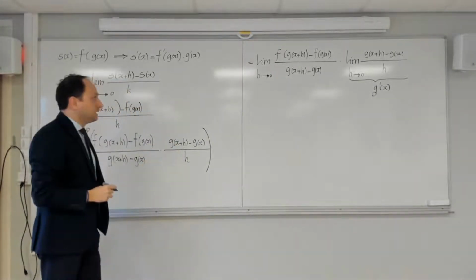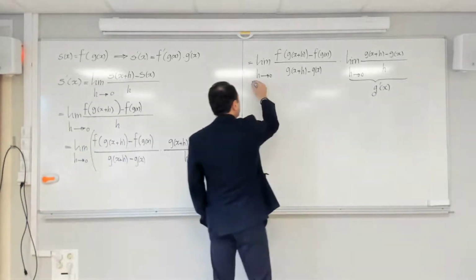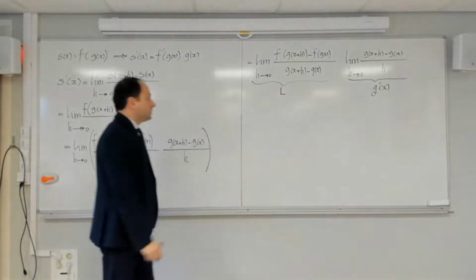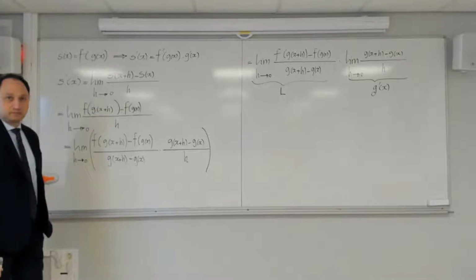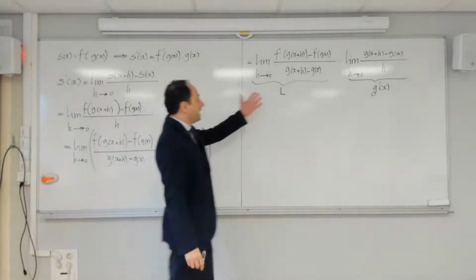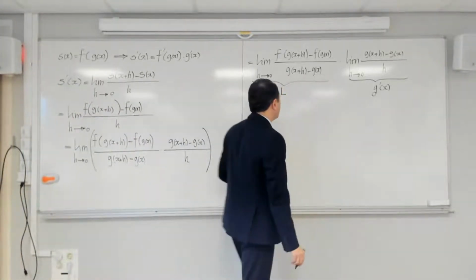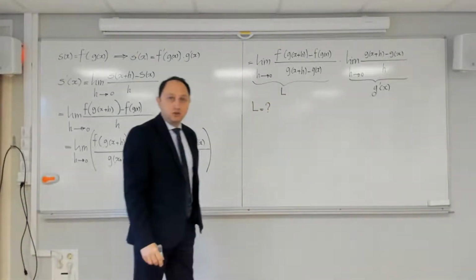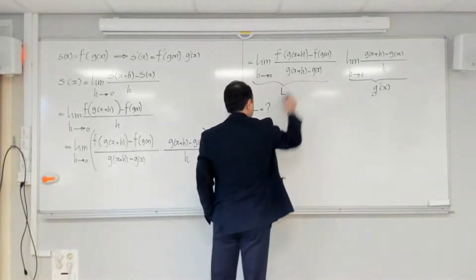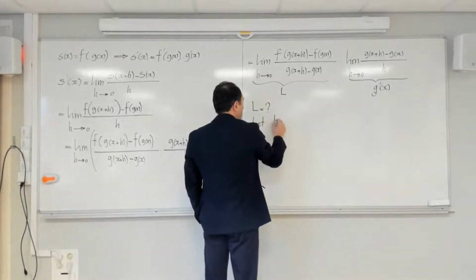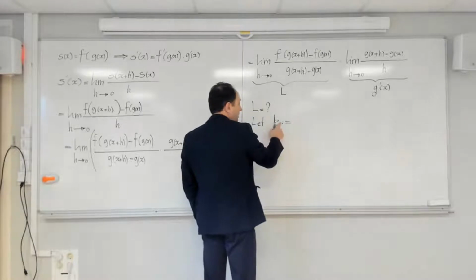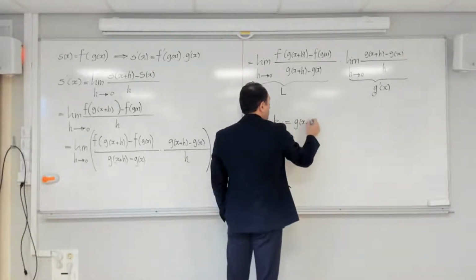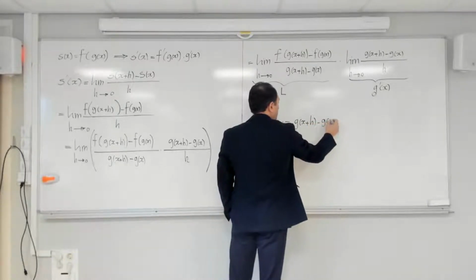So far, so good. But the problem is that I need to understand this bit. So let me give this a name L, and I want to start calculating L. Okay? This is not exactly in the form of a derivative, but for calculating L, I introduce a new variable. So I will say that let k be defined, this colon equal means defined to be equal, g of x plus h minus g of x.